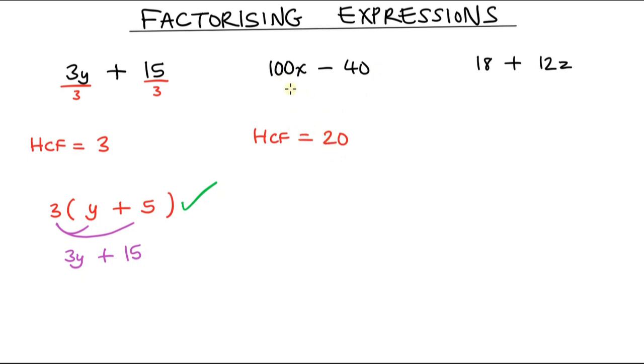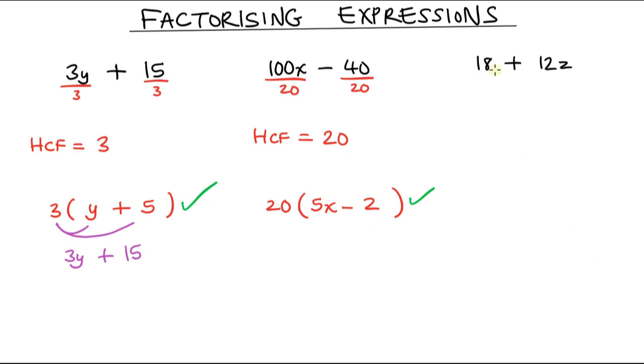So I'm going to take 20 outside of my brackets, and then I'm going to divide each of these terms by 20. So 100x divided by 20 and 40 divided by 20. So 100x divided by 20, well, we're going to be left with 5x, because 100 divided by 20 is 5, and then we've just got the x. And then we've got minus 40 divided by 20 is 2. So that is my final answer, and I will let you expand the brackets if you like, just to check that we've got the correct answer.